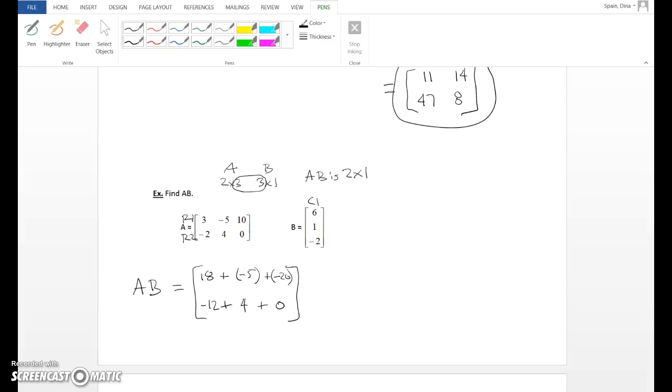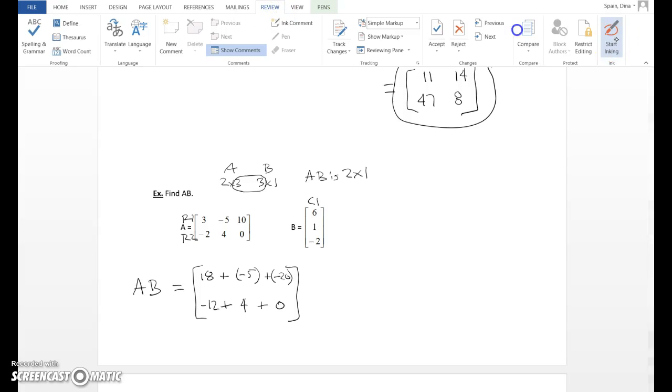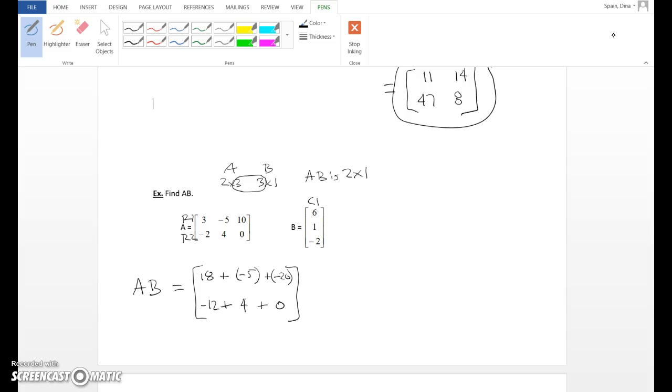Alright, sorry about that last video. I ran out of time. I didn't realize, but we were multiplying these two matrices. We were finding AB. We did the dot products, and let me grab my pen.